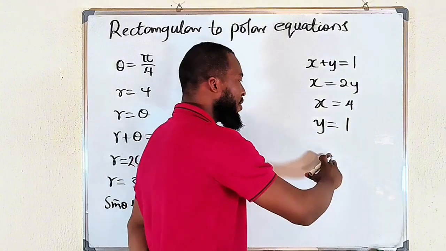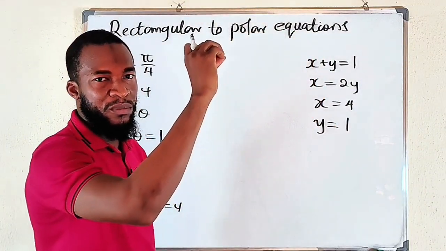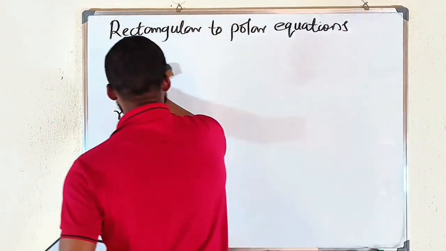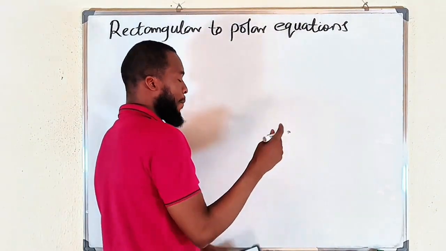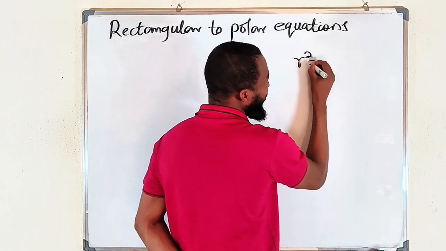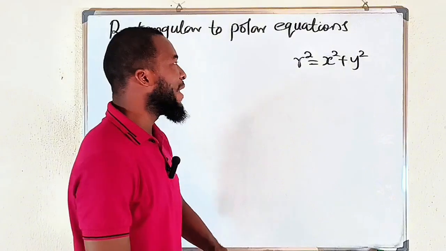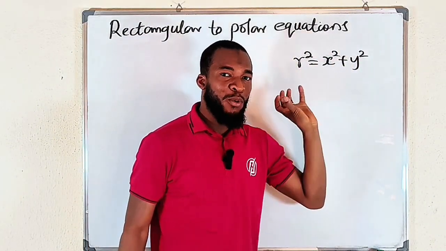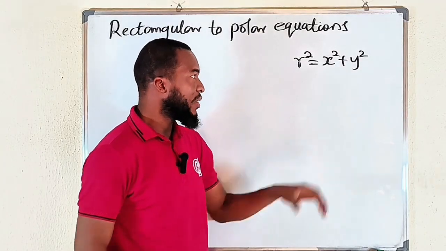In rectangular equations, you can only see y or x or both. So let's get started. And also, you need to know the relationship between them. Remember, r squared is equal to x squared plus y squared. Therefore, if you have x squared plus y squared in rectangular, you can confidently change it to r squared, which is in polar. So you see one relationship.